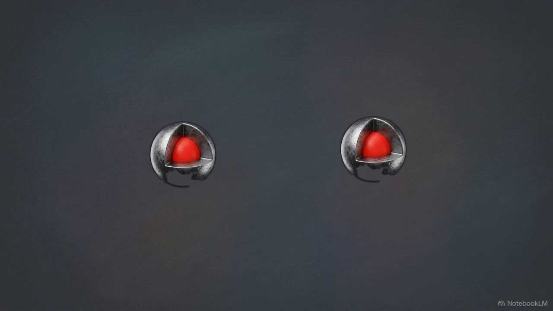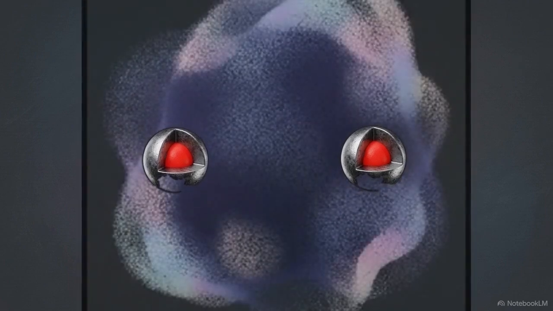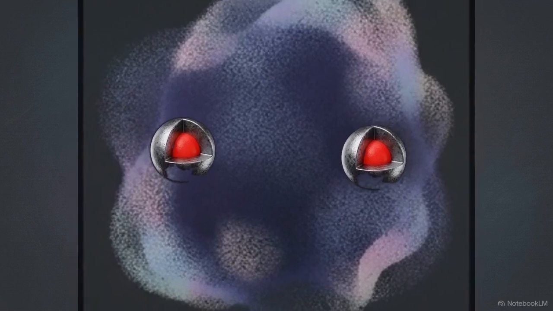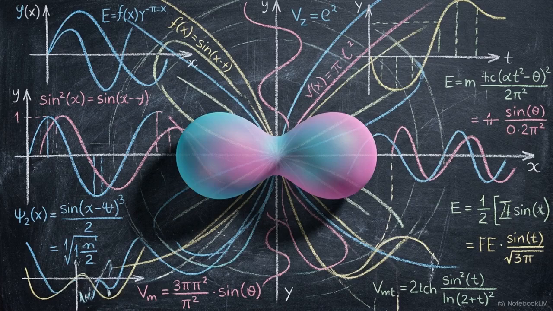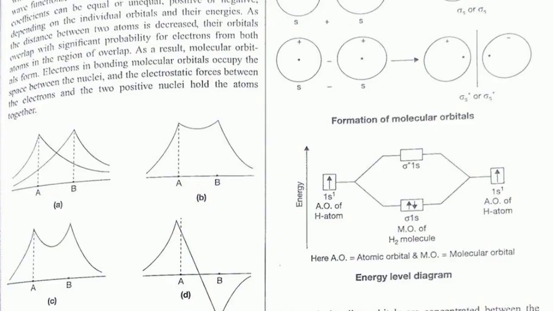Here, electrons are not trapped between two specific nuclei. They are distributed across wave functions that belong to the entire molecule. This requires the mathematical framework of LCAO, the linear combination of atomic orbitals. These probability functions map how atomic orbitals interact.